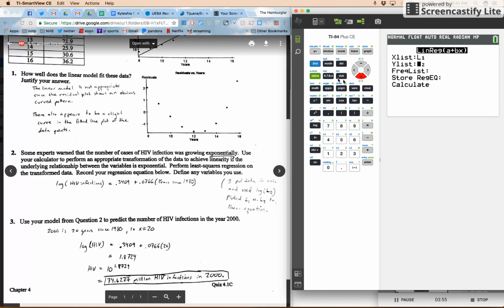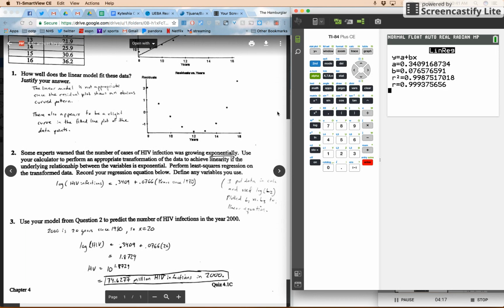And our x list is list 1, our y list is list 3 this time. We're going to store this in our calculator so we can look at it later under y1. So we're going to have variables, y variables, function, y1. And then calculate is going to paste the format over here, and it tells us this line.